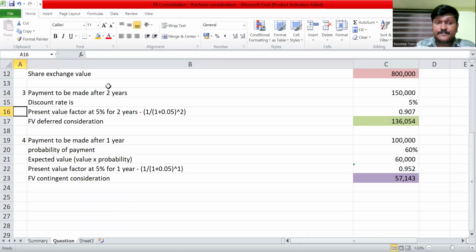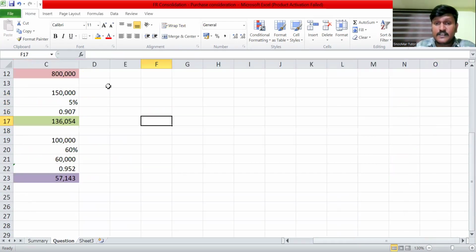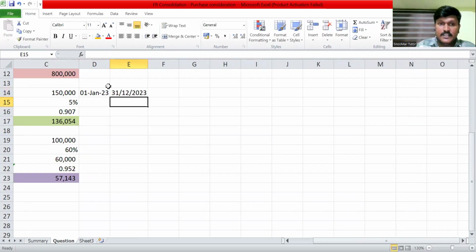So, for example, this 136,054 is at the acquisition date. Assuming that 136,054 is the discounted value at 1st January 2023 and your year end is 31st December 2023, what would be your value here? 1st January is the acquisition value, only 136,054, but it would be increasing for the next year. So let's say 1 year is closed at 2023.